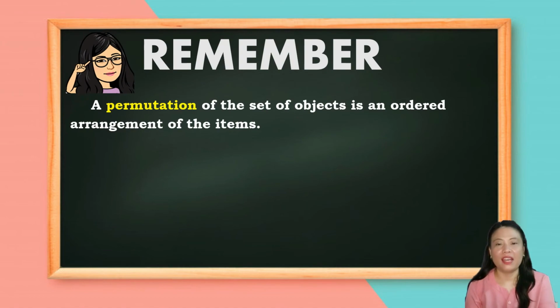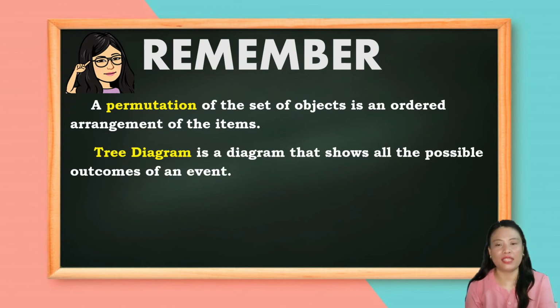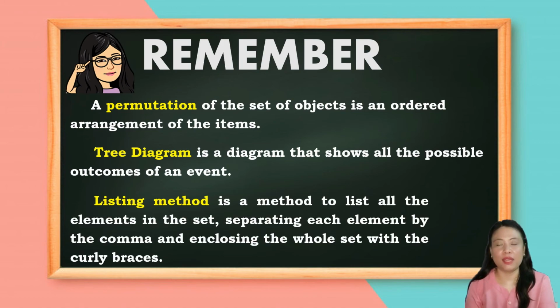Remember, the permutation of the set of objects is an ordered arrangement of the items. Tree diagram is a diagram that shows all the possible outcomes of an event. And listing method is a method to list all the elements in the set, separating each element by a comma and enclosing the whole set with curly braces.